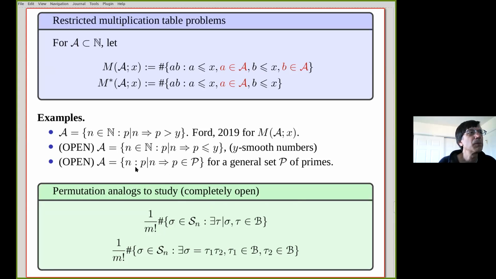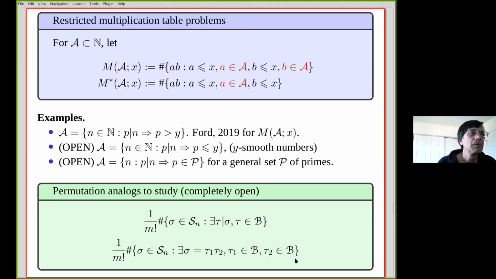If we restrict the prime factors to, say, an arbitrary set of primes, this is also, I think, completely open, except if you remove small prime factors or remove the large ones. But if you remove an arbitrary set, that's a completely open problem. Permutation analogs, as far as I know, I haven't seen any papers on restricting the factor to some set B.